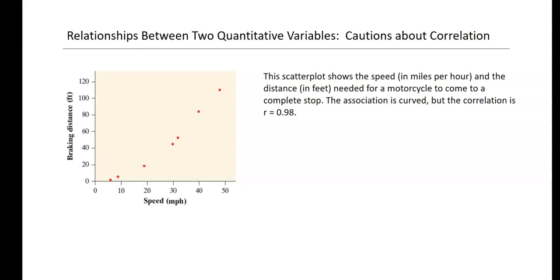Scatter plot shows the speed in hours, or the distance, in fact, in feet needed for a motorcycle to come to a complete stop. Okay, association is curved. The correlation is R equals 0.98. Ooh, that's weird. How could the correlation be 0.98? Because again, correlation is measuring linear strength, but you could use correlation with a curved graph, but it doesn't tell us anything.